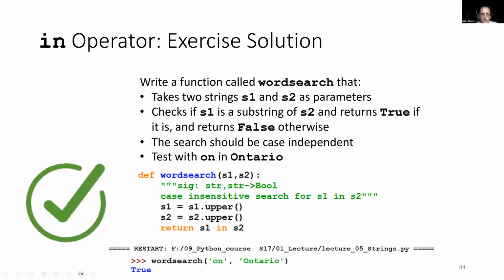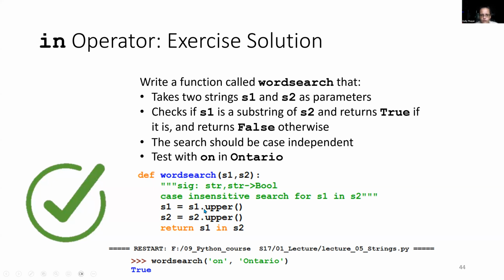All right, welcome back. So here is a solution to the in operator exercise. We were trying to write a word search that's going to take two strings and return true or false. It's case insensitive. If it were case sensitive, we could just use in. But the problem is, of course, that in is case sensitive, and so that's not going to work. But we know how to use string processing to convert to the same case.